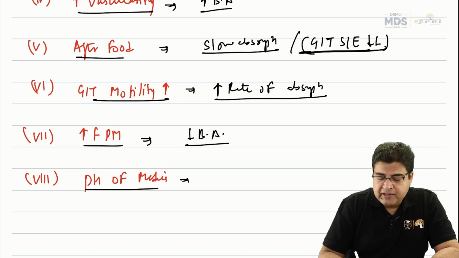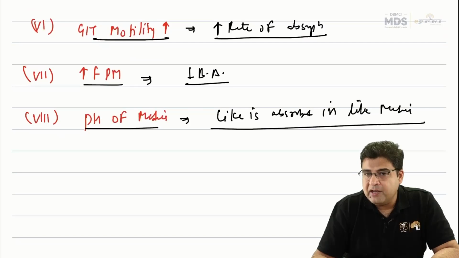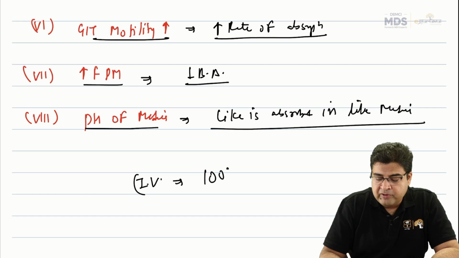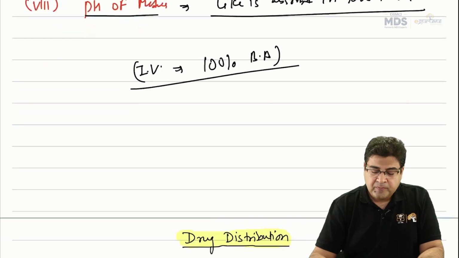Now pH of the media also affects absorption. We know that like is absorbed in like media. So please remember, guys, acidic drugs are absorbed in acidic media, and basic drugs are absorbed in basic media. Now, whenever we give medicine by the IV route, the bioavailability is almost 100%. So when you give the medicine by IV route, the bioavailability is 100%.